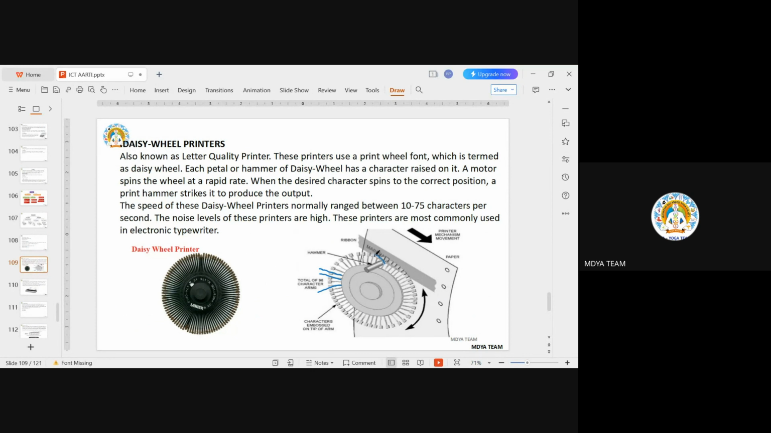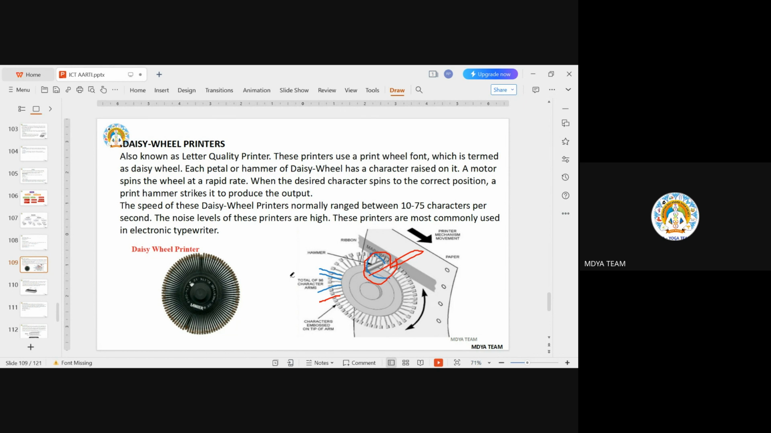And there is also a hammer. This is a hammer and these are the petals. So a motor spins when you turn on the printer, and this daisy wheel rotates. In the petals there are characters. When you give the command of printing, the wheel rotates, and the hammer will strike only when it finds the desired character which you want to print.